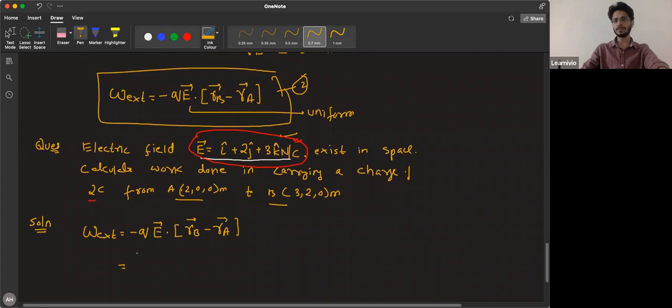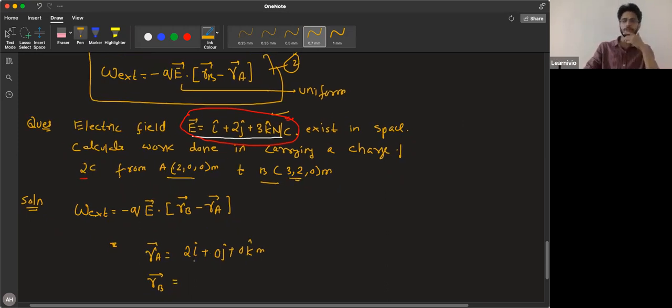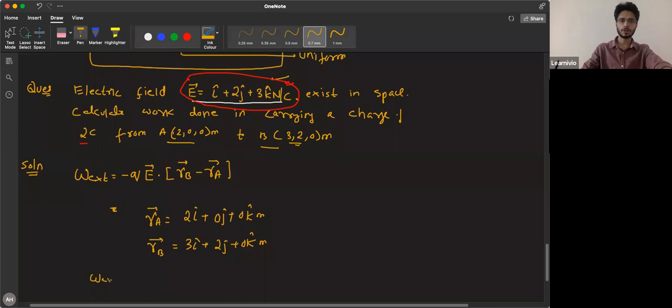See, charge and field are given. Field is this, charge is 2 coulomb. See what's the position vector. The coordinate of point A is 2, 0, 0. That means the position vector of point A is 2i cap. Y coordinate is 0, that means 0j cap. Z coordinate is 0, that means again 0k cap. Similarly, r_B. What will be the position vector of point B? Same logic: 3i plus 2j plus 0k. That's the position vector of point B. I need work done by external force.